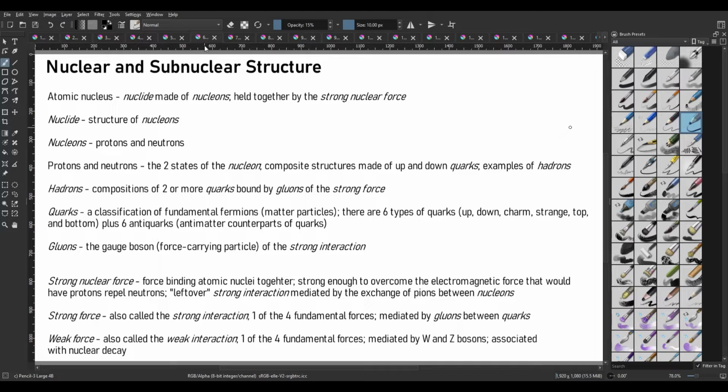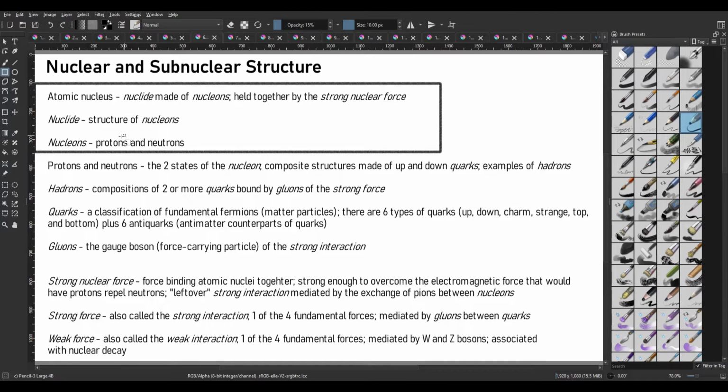So the first thing here, the atomic nucleus, is a nuclide made of nucleons held together by the strong nuclear force. A nuclide is a structure of nucleons, and nucleons are protons and neutrons. So let's unpack these first three for a second. What did we learn here? We know that the atomic nucleus is an example of something called a nuclide, and it's held together by the strong nuclear force, which we will discuss in a second here.